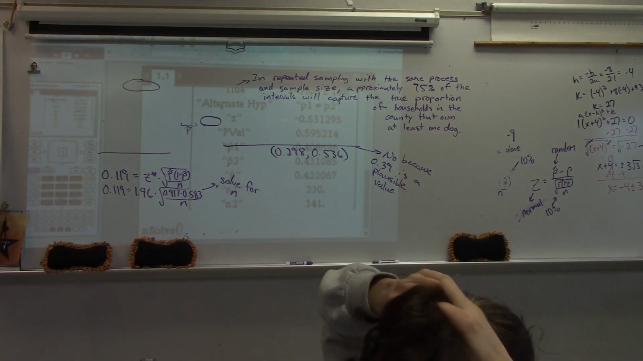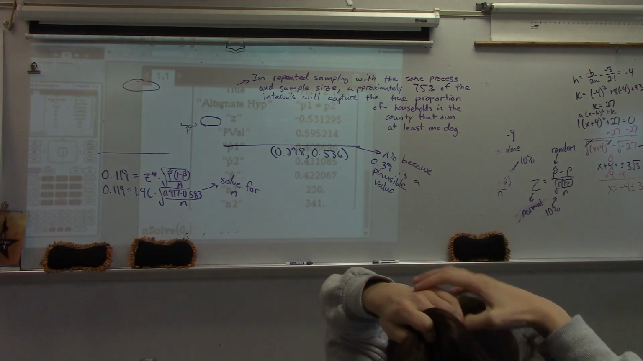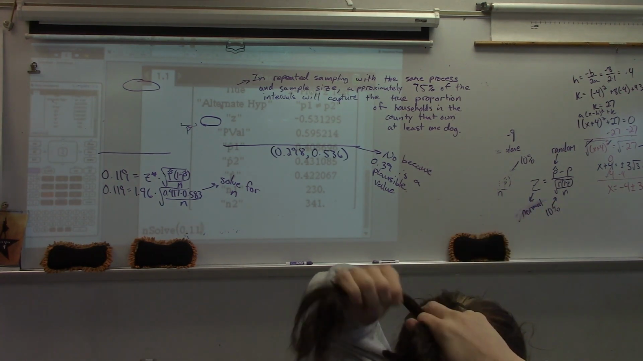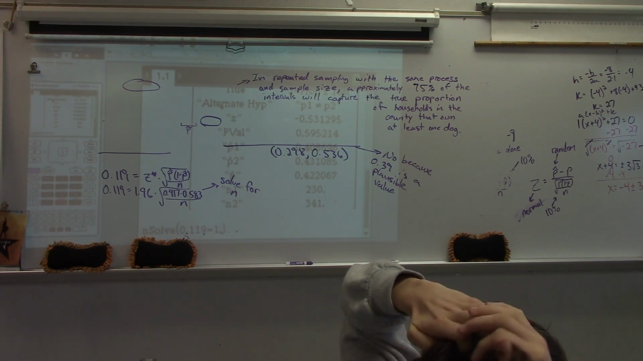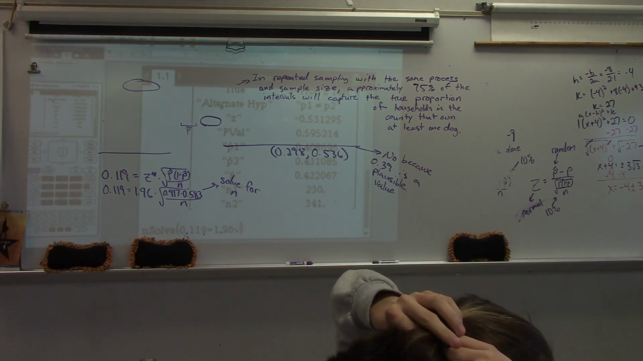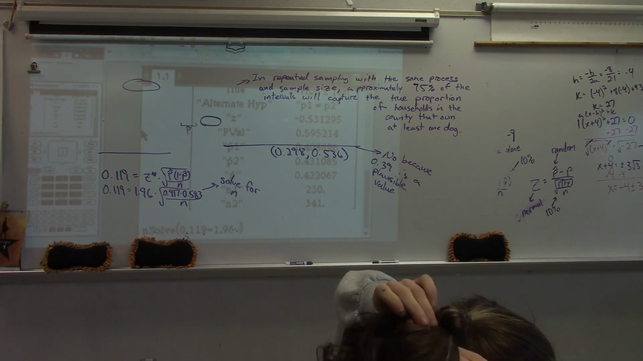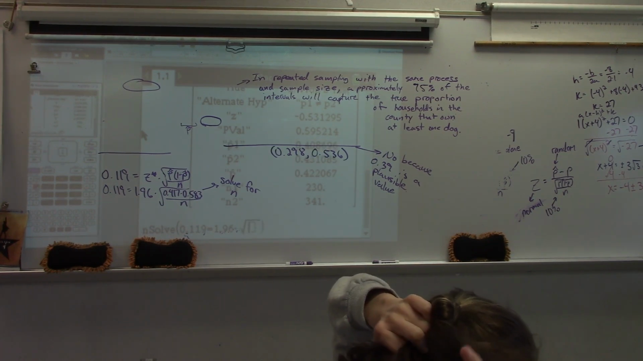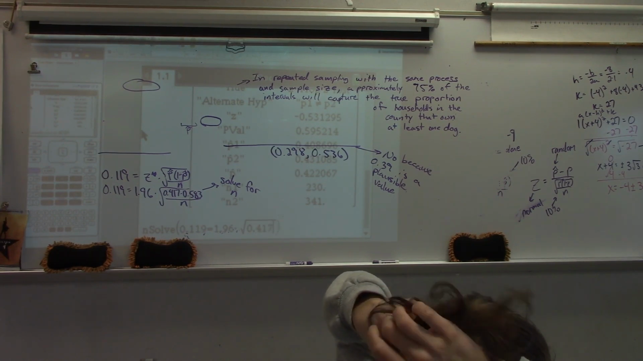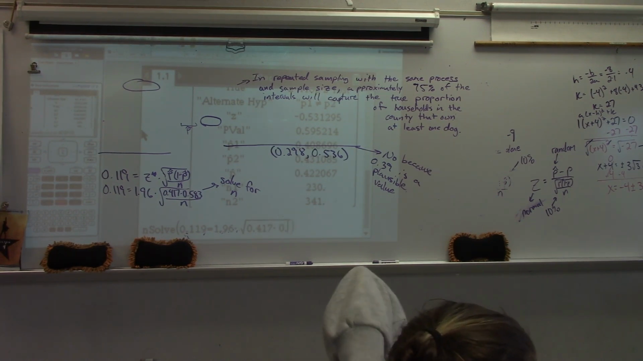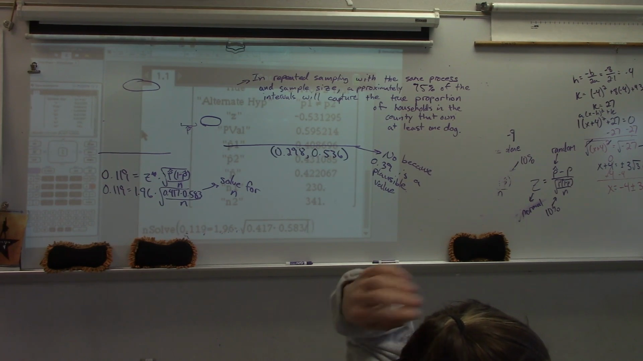And so I can type that equation in, 0.119 equals 1.96 times the square root of, what is it, 0.417 times 0.583 divided by, I'm going to use x just because that's standard.